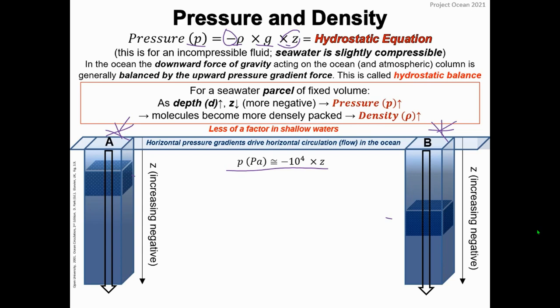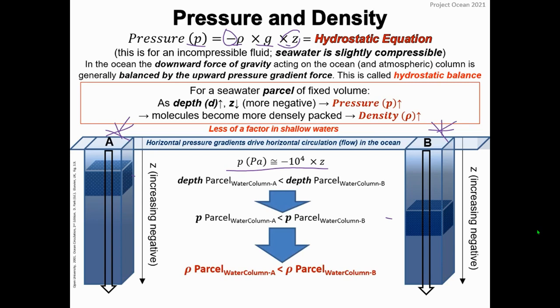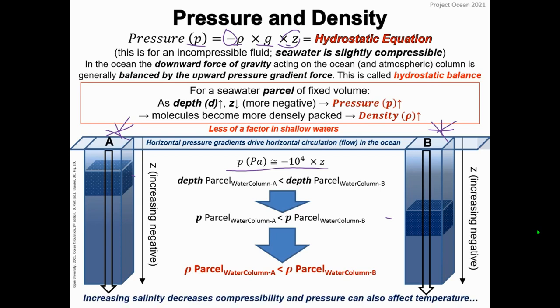Now, moving on beyond that thought, let's go back to our original task here and look at the difference in the density between the parcel in column A and the parcel in column B. So the depth of the parcel in water column A is less than the depth of the parcel in water column B. Therefore, the pressure on the parcel in water column A is less than the pressure on the parcel in water column B. Therefore, the density of the parcel in water column A is less than the density of the parcel in water column B. Really simple, right? Well, one of the biggest rules in oceanography is whenever anybody tells you it's simple or easy, it's actually a little more complicated.